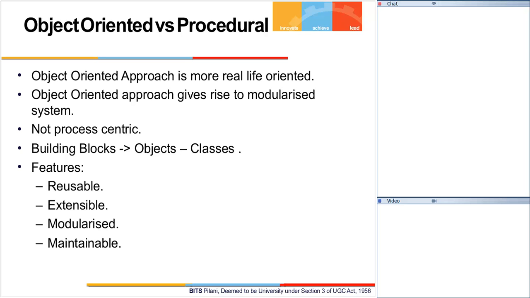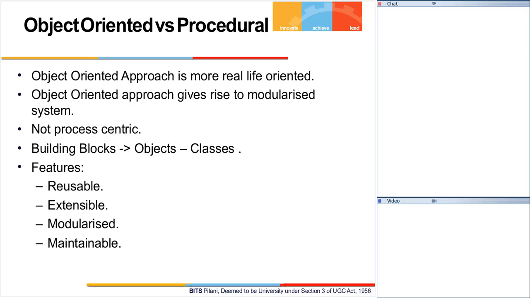So everything that you have in an OO paradigm is represented in the form of an object. These are the basic building blocks. And the moment we convert something into an object-oriented paradigm, the various important features of the object-oriented paradigm get into that design. So it becomes reusable, extensible, modularized, and more maintainable.